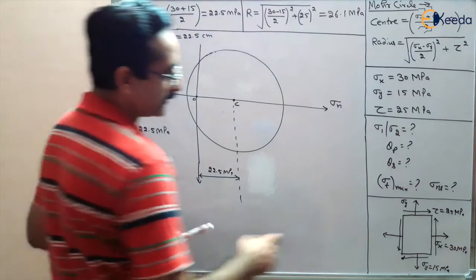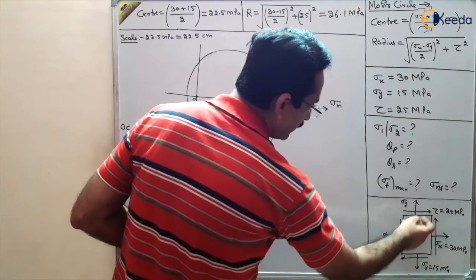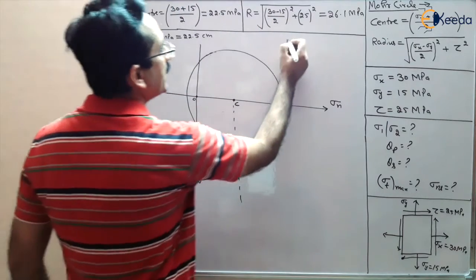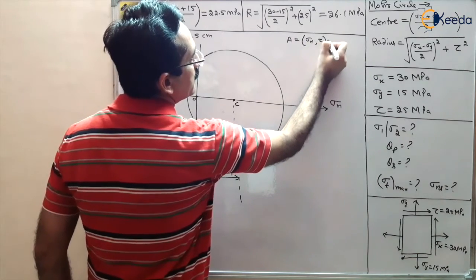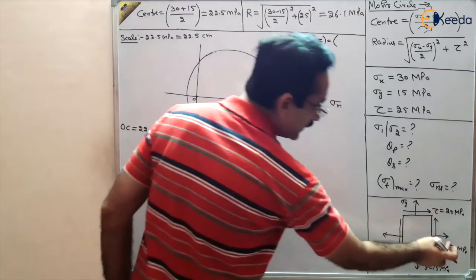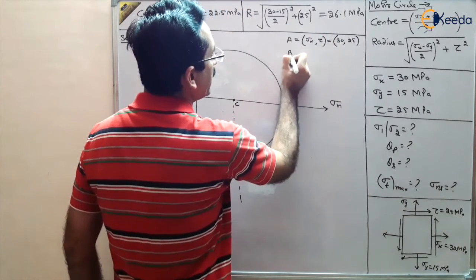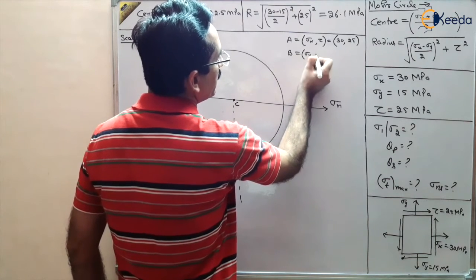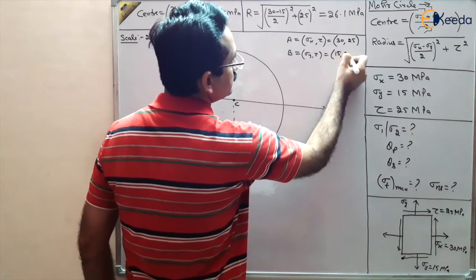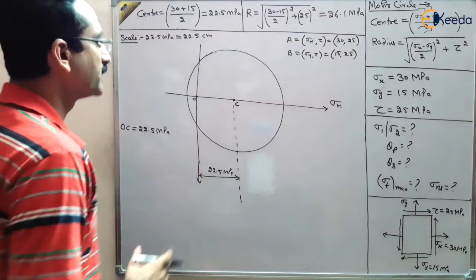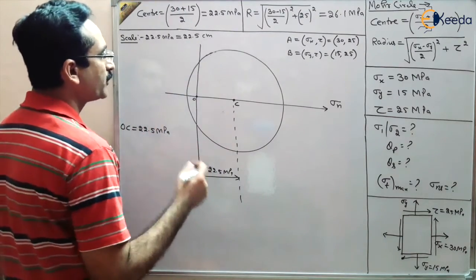Make the points A and B. Sigma x and tau will make one point, and sigma y and tau will make another point, right? So point A will be sigma x and tau, which will be equal to 30 and 25 megapascal. Another will be point B, which will be sigma y and tau, and that will be equal to 15 and 25. So locate the points on the circle and you will get the line ABC, right?